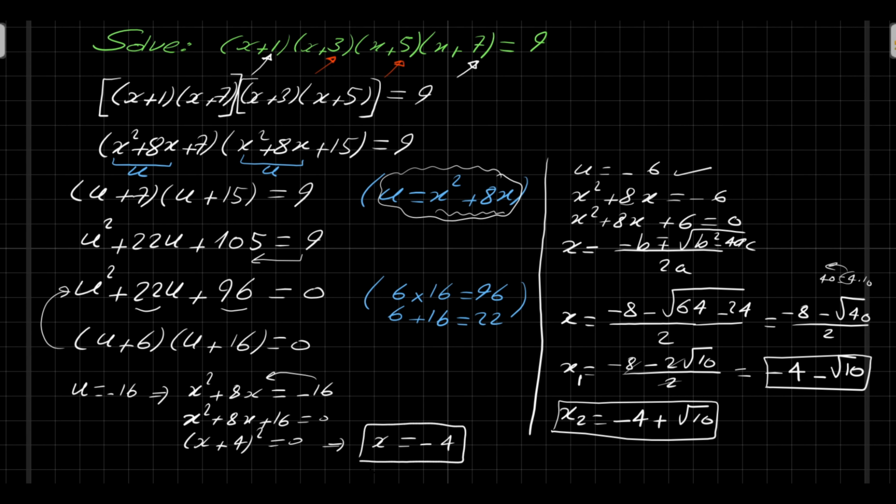So the solutions for this equation are x1 equal minus 4 minus square root 10, x2 equal minus 4 plus square root 10, and x3 is negative 4.